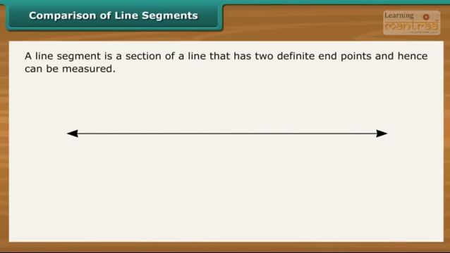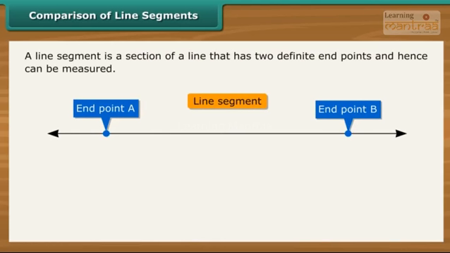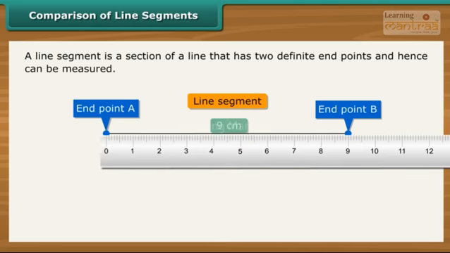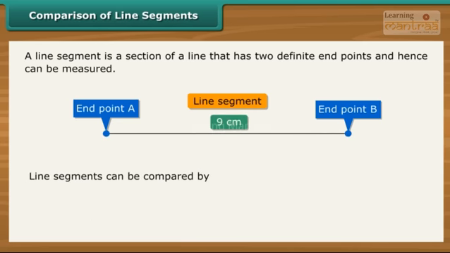Comparison of line segments. A line segment is a section of a line that has two definite endpoints and hence can be measured. Line segments can be compared by observation, tracing, and measurement. Let us look at each technique in detail.